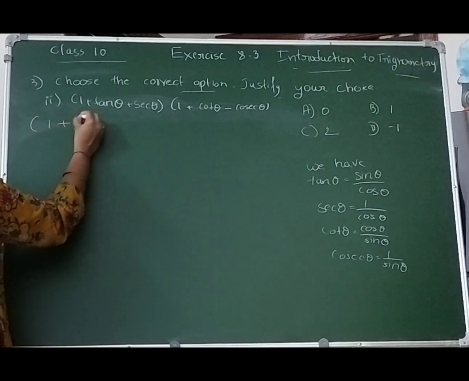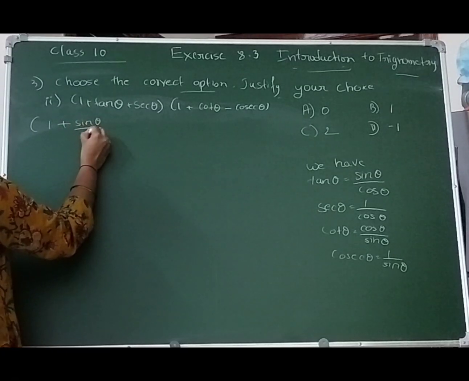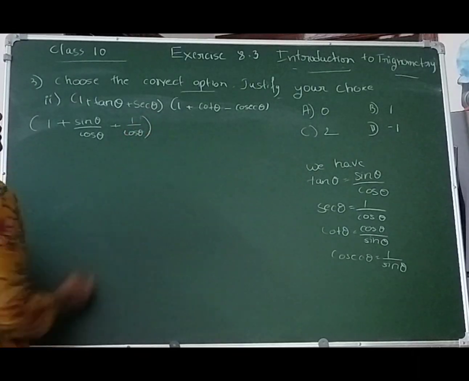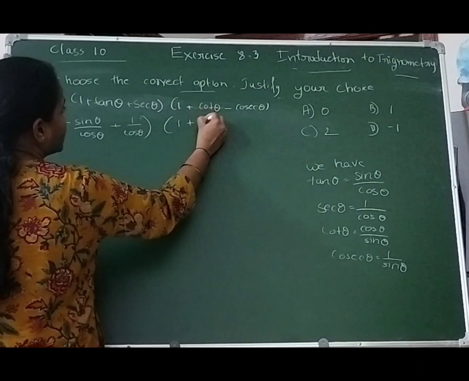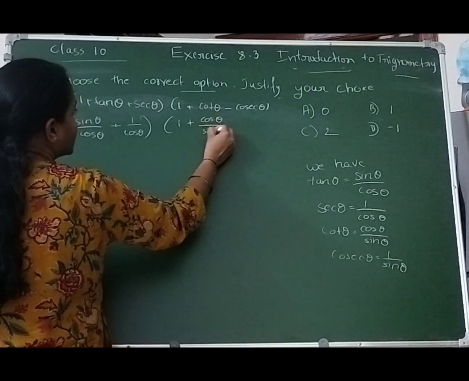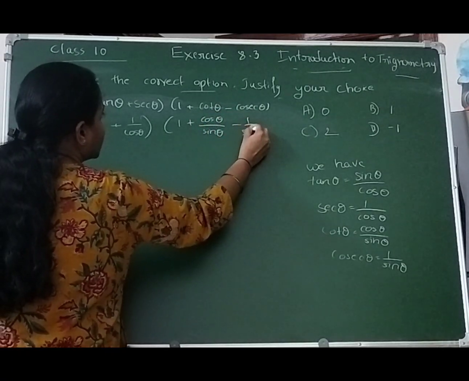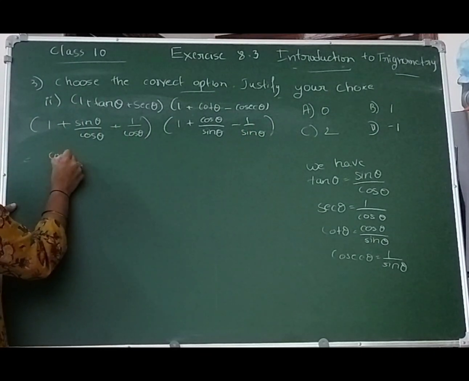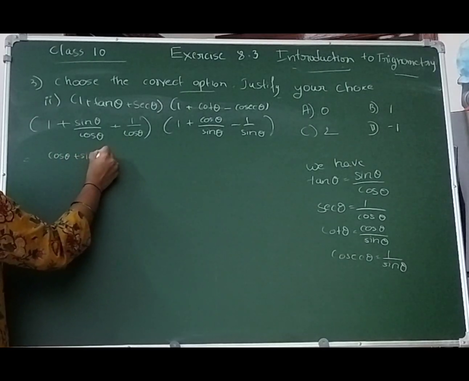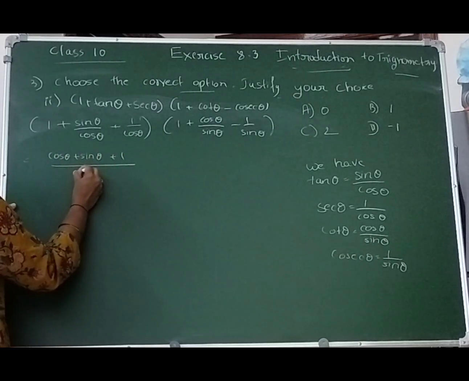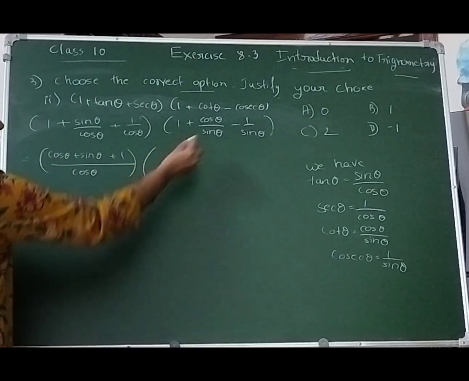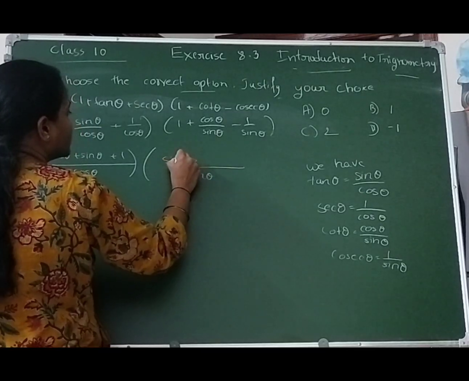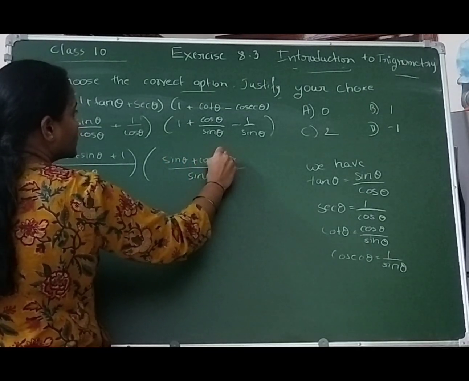So these values we'll substitute here to get the answer. It will become 1 plus sin theta by cos theta plus 1 by cos theta, whole into 1 plus cos theta by sin theta minus 1 by sin theta. We'll simplify by taking the LCM. In the first term, cos theta is the LCM. We'll get in the numerator cos theta plus sin theta plus 1 divided by cos theta. And in the second term, sin theta is the LCM, so the numerator will become sin theta plus cos theta minus 1.